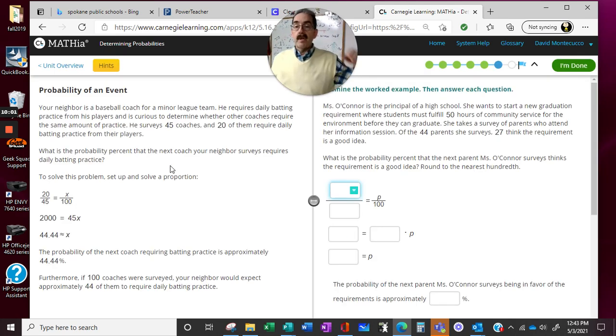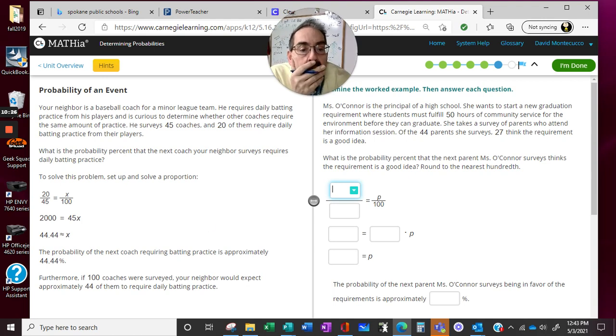45 coaches, 20 of them require daily batting practice from their players. What is the probability, as a percent, that the next coach your neighbor surveys requires batting practice? So 20 of the 45. To solve this problem, set it up. 44%. Oh yeah, 44% of the time.